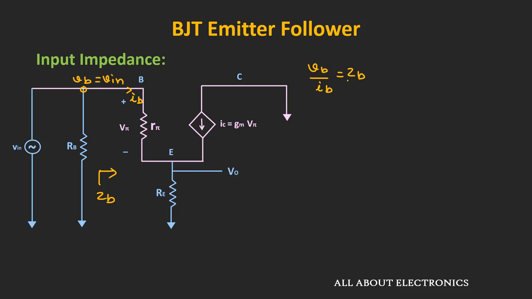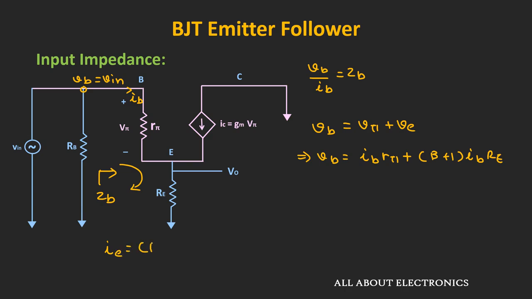And to find this ZB, let us apply the KVL equation in this loop. That means this voltage VB is equal to voltage V pi plus VE. That means voltage VB is equal to IB times r pi plus (beta plus 1) times IB times RE, because we know that this emitter current is equal to (beta plus 1) times IB, right? So from this we can say that VB divided by IB, or the ZB, is equal to r pi plus (beta plus 1) times RE.